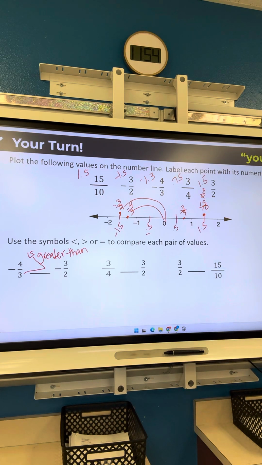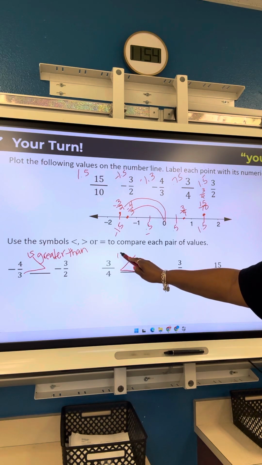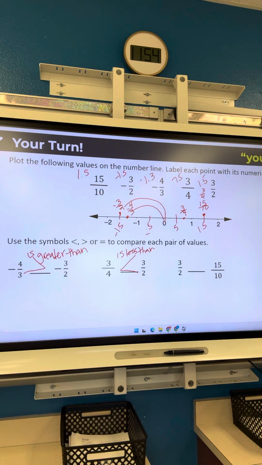Now I have 3/4 and 3 halves. 3/4 is 0.75. 3 halves is 1.5. So if I was looking at it as money, 3/4 would be 75 cents. 3 halves is $1.50. So I'm going to eat the bigger number, which is this. So this reads 3/4 is less than 3 halves. And then over here, 3 halves is 1.5, and 15 over 10 is also 1.5. So because they are the same, they are equal to.